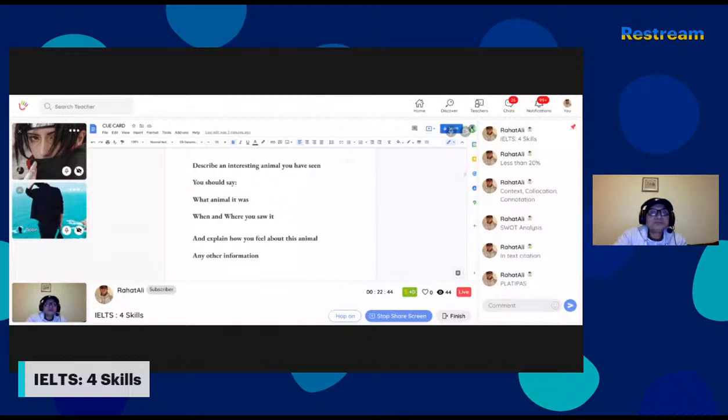All right, so let's move on. Describe an interesting animal you have seen. You should say what animal it was, when and where you saw it, and explain how you feel about this animal, and any other information. Okay, take 1 minute, both of you, and then organize your ideas, what you're going to say. If you have got any question, you can ask me. Once you start your test, you'll not be able to ask me any question, and I'm not going to answer you. Animal.